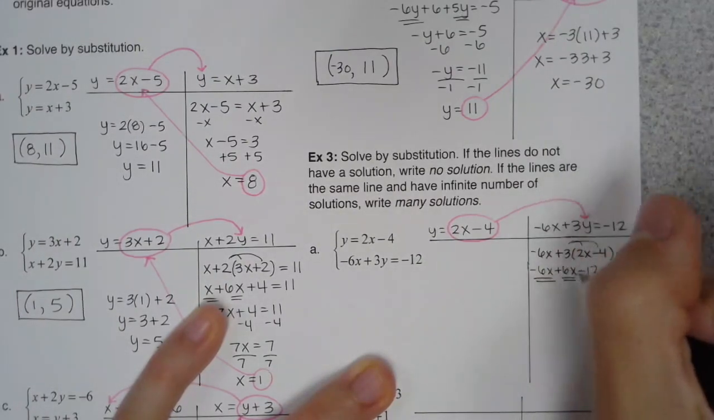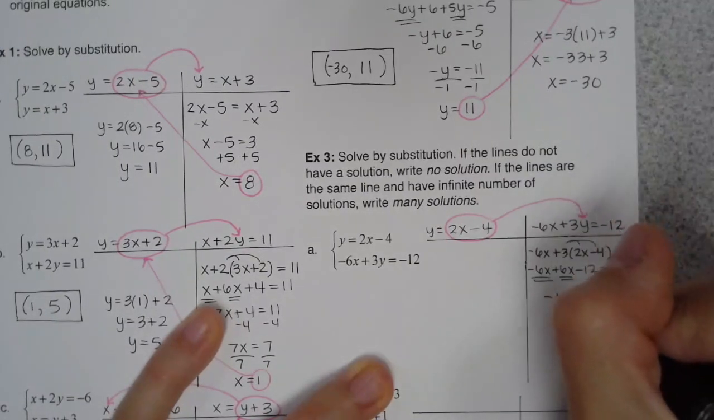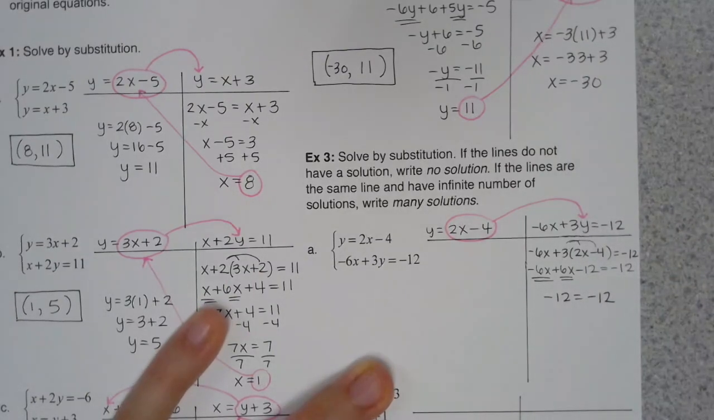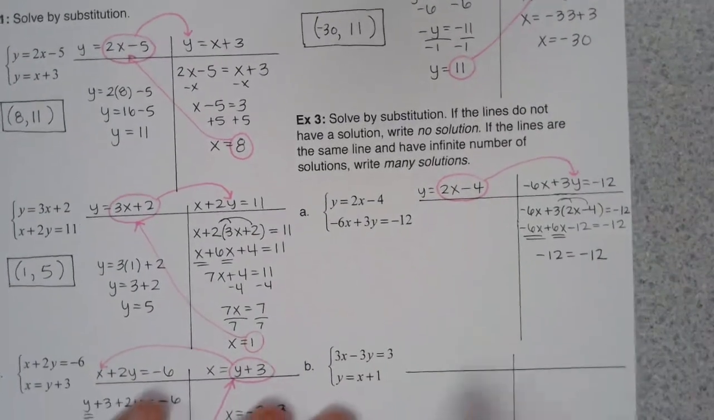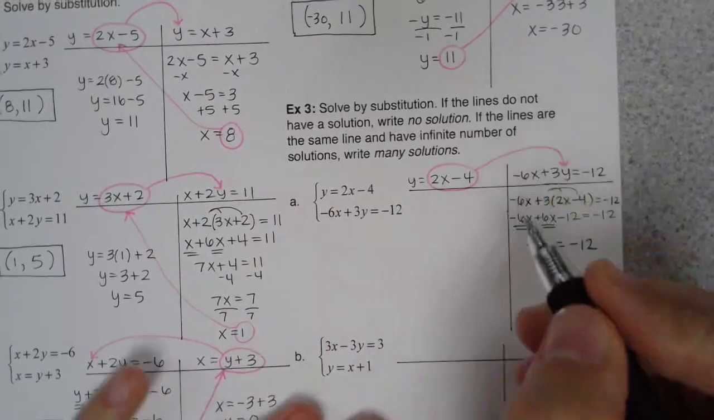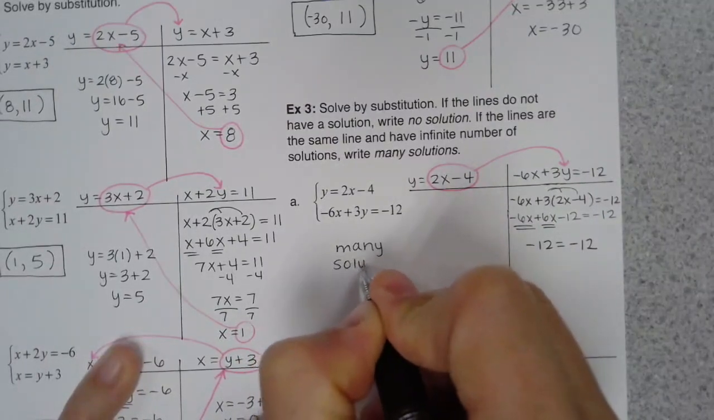What happens with this one, though, is that positive and -6x cancel out with each other. So what you're left over with is -12 is equal to -12. And so now you have to stop and think. There's nothing else to solve on this one. You want to ask yourself, does -12 equal -12? And it does. So the answer to this question is many solutions.